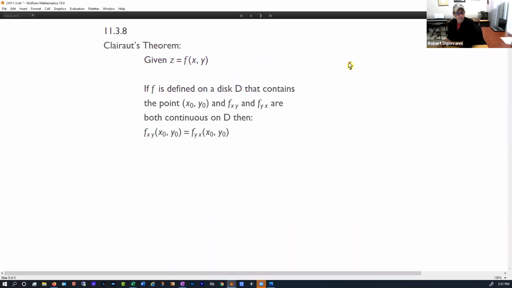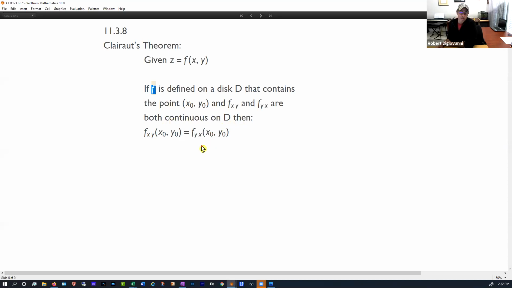Clairaut's theorem. Given a function of 2 variables, if f is defined on a disk D that contains the point (x naught, y naught), and if the partial of f with respect to x, then y, and the partial of f with respect to y, then x, are both continuous on that disk D, then they will always be the same at that point.